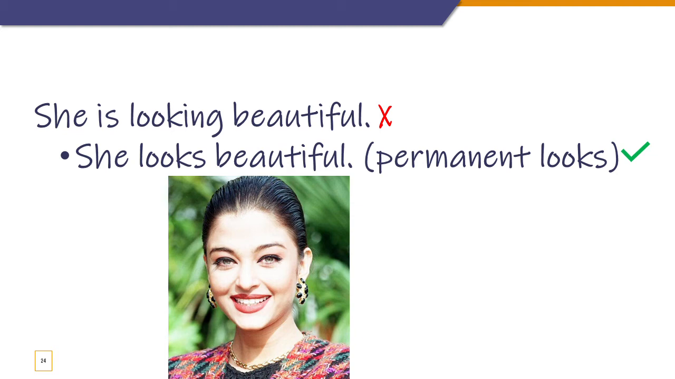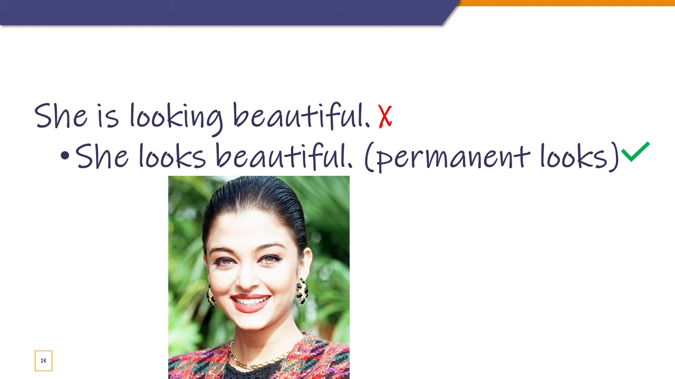Now again, about looks, as I said, look has two different meanings. So look is the appearance of something. So "she is looking beautiful" is wrong. Okay, if you say "she is looking somewhere," "she is looking out of the window," that makes sense, because that's a physical action. When you're adding "is," it becomes a physical action. Here we are looking at the stative meaning of look, which means your appearance.